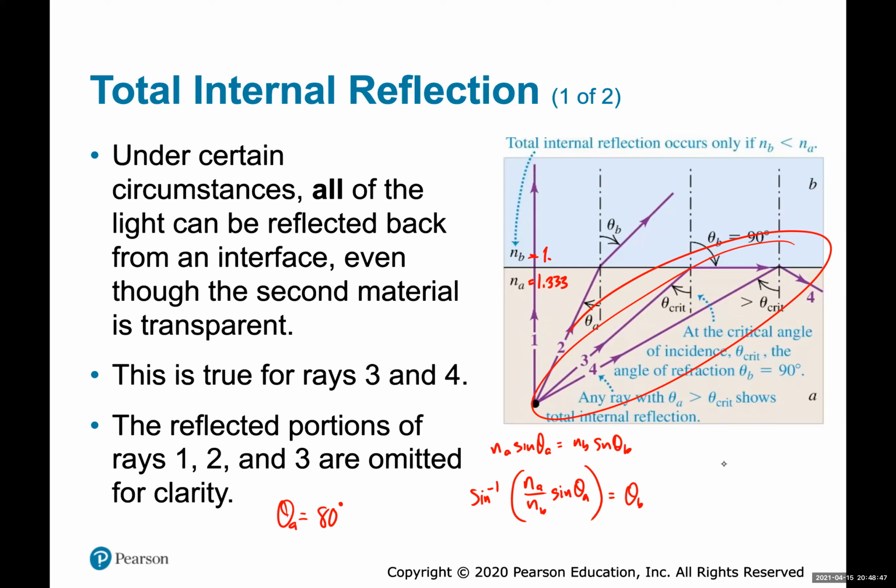Because there's a domain problem. This turns out greater than 1. There is an angle, theta critical, when it is exactly equal to 1, and the answer is 90 degrees. And the transmission occurs along the interface between the two media. That's what's happening here.